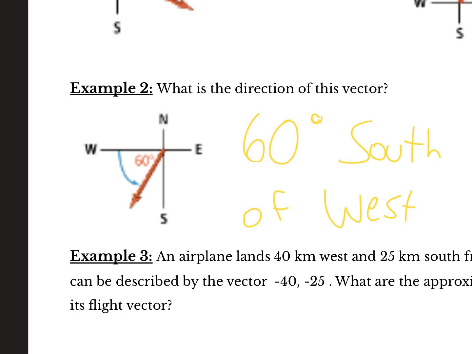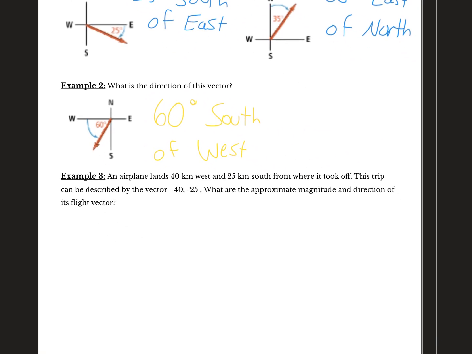Okay, so this vector is 60 degrees south of west. And that is, again, because our angle is being measured from the westward direction. So you see that this little angle measure arrow here, this blue one, it starts at west. So that's our reference direction, and we are going from west 60 degrees southward. So this vector is measuring 60 degrees south of west. So that's how we can talk about the direction.